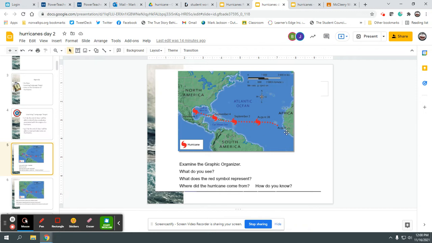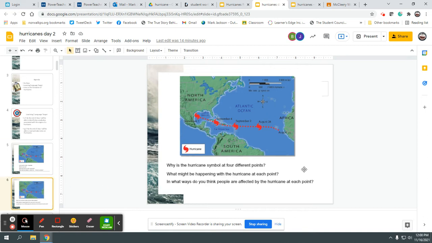What does the red symbol mean? Why is this only tracking in this one particular spot? Where did the hurricane come from? How do you know? Why is that symbol in different points? So these are all questions a good meteorologist asks. Because again, this red symbol is a hurricane, because again, it's in a key or a legend.